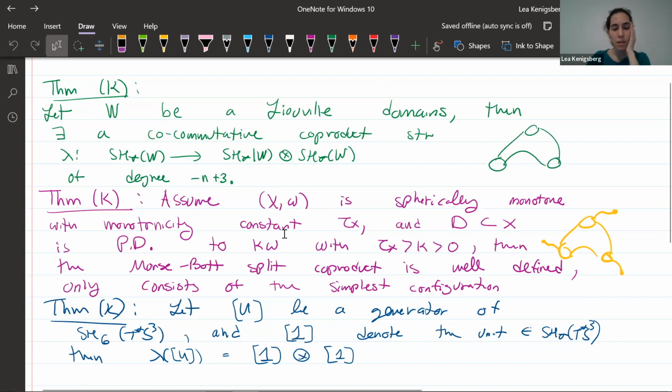And then the third theorem is an explicit computation for T*S^3, and it tells you that this structure is not trivial, but it also says more than that. It says that this coproduct structure actually sees information about the constant orbits.